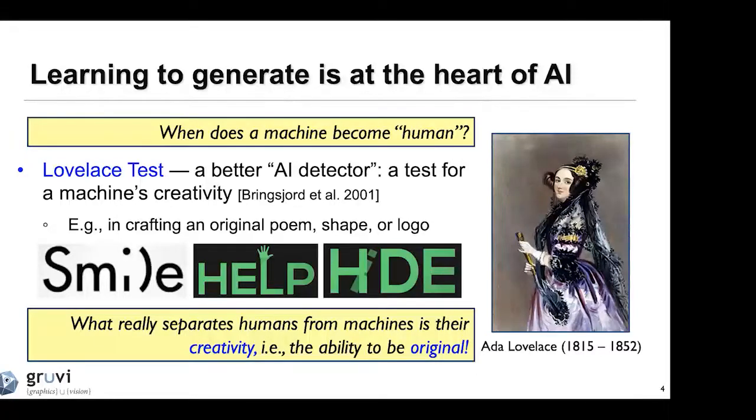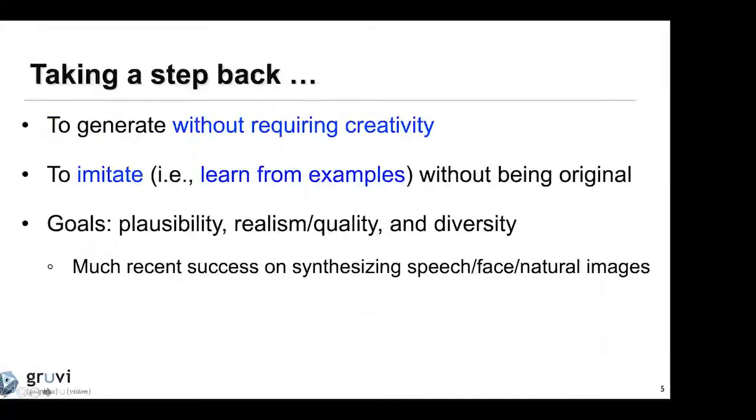The example that I show you here, this logo design, was actually a side project I had probably from a few years ago. We actually tried to develop a machine that is able to generate logos like this, which is actually very creative, but it turned out to be a very difficult problem, and then we actually went nowhere. So this talk is actually not going to be about creative modeling, so we're going to take a step back. So we want to generate without requiring creativity. So it's kind of playing an imitation game. We're going to learn from examples without being original.